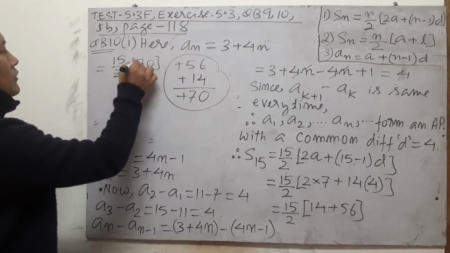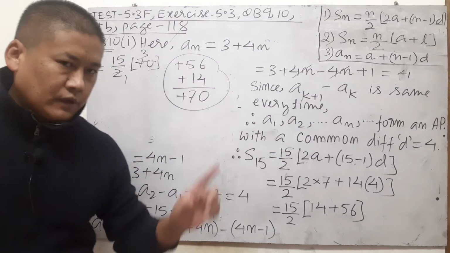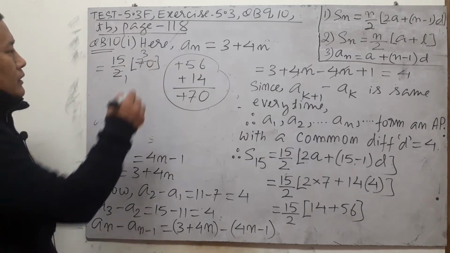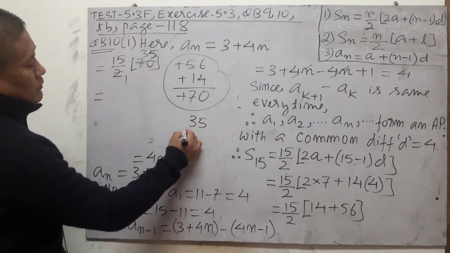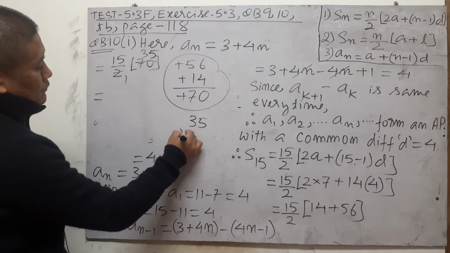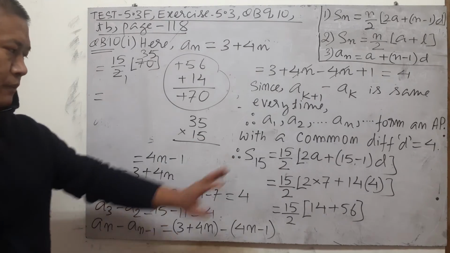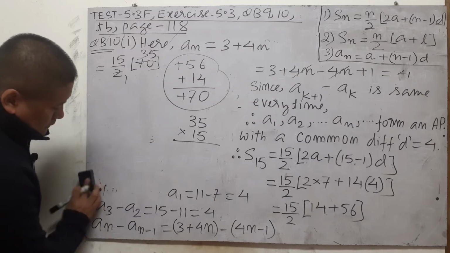So 2 1s are 2, and 2 3s are 6. 7 is there, so 1 remainder. That 1 remainder will go to the left of 0, right? Becomes 10, and then 2 5s are 10. So our answer would come out to be multiplying 35 into 15 will be the value of S15, the sum of 15 terms. So let us do that and write the answer.